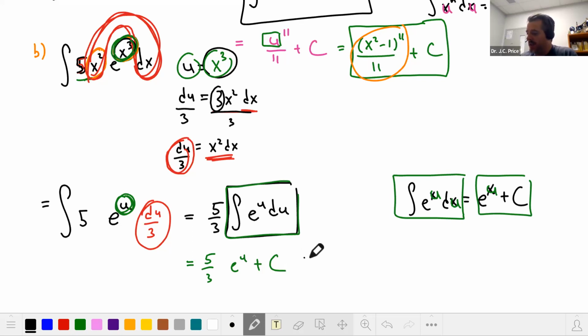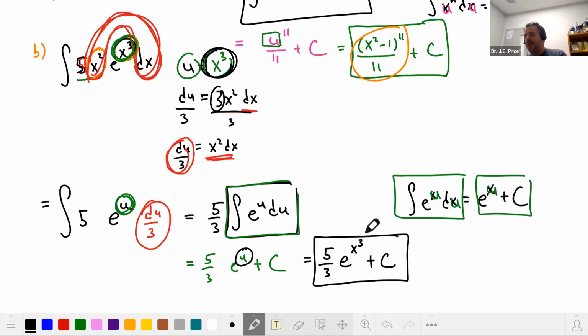And so now we're going to turn over the u to get the x stuff back, right? The idea is you make it all about u, but then you go back to your x's in the end. So it's 5/3 e to the, and then remember u is x cubed, so you turn over and there's an x cubed hidden behind it, and then you have plus c.